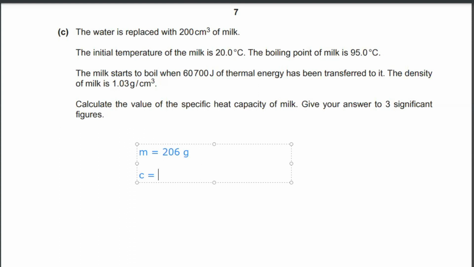Now, as we know the mass, we can find the specific heat capacity. So C will now be equal to the energy supplied, which was 60,700 joules, divided by 206 grams. Let's put this in a bracket, multiplied by the temperature difference. The temperature difference is 95 minus 20.